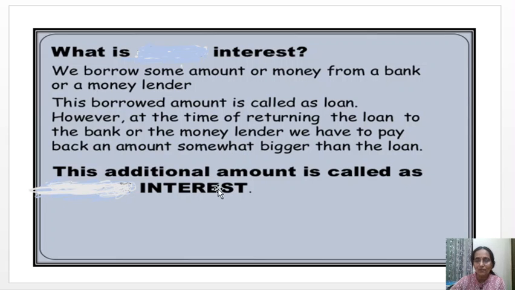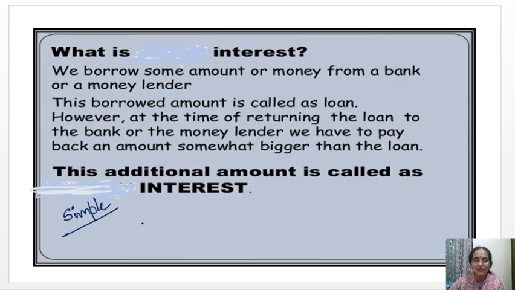There are many types of interest. The basic interest you are learning now is simple interest. You are learning it this year. Compound interest you will learn in a higher standard. What is the difference between simple interest and compound interest? Simple interest is calculated only on the original amount.